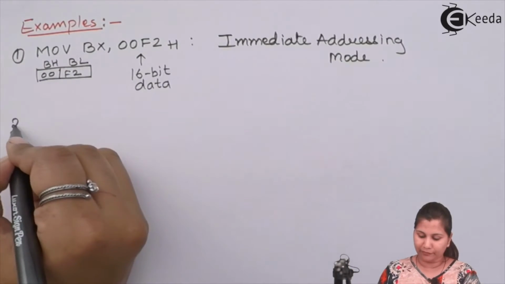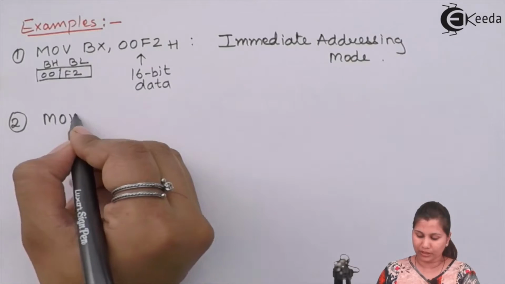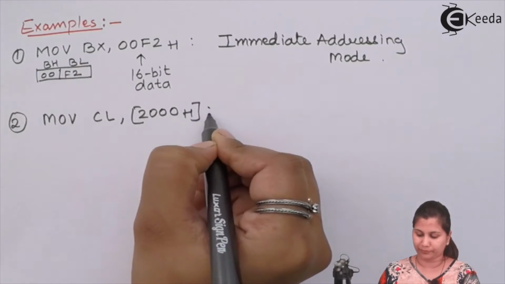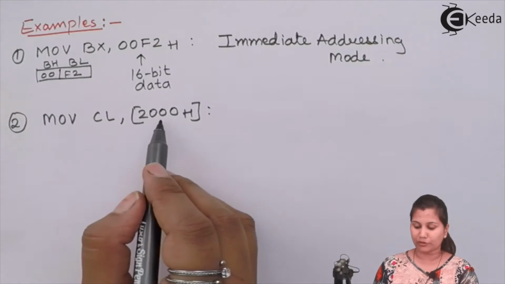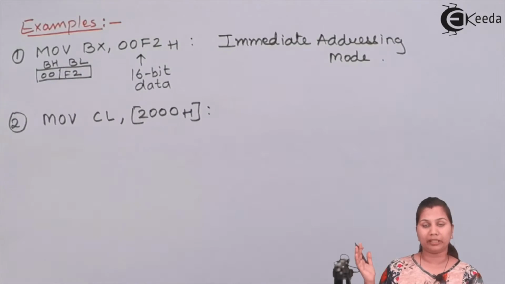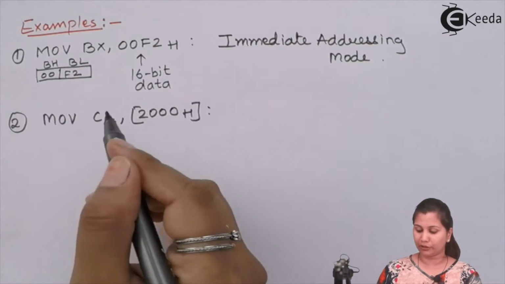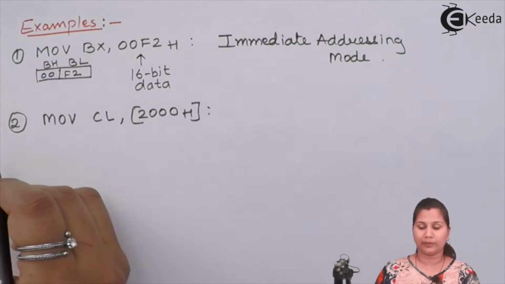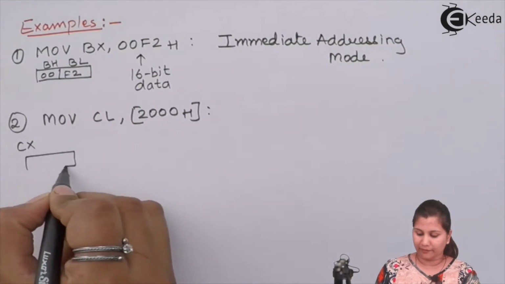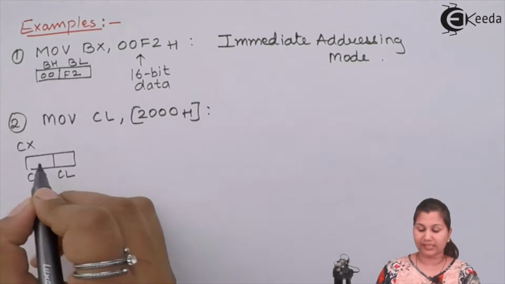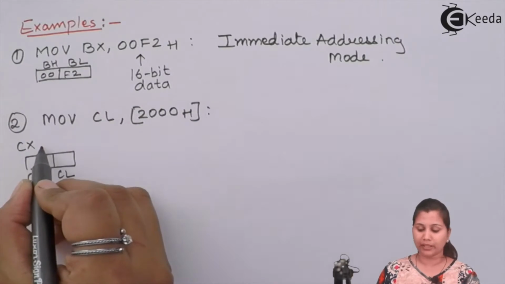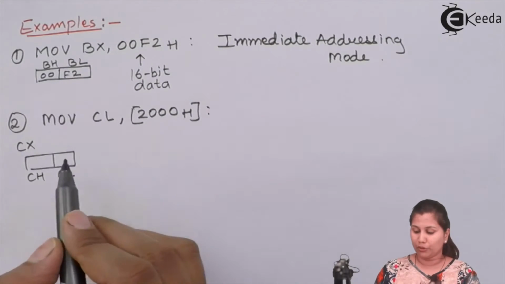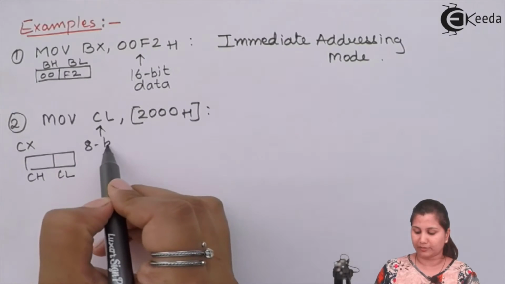The next example for move is MOV CL, [2000h]. In this instruction, the data which is stored at a memory location will be transferred to the CL register. CL is the lower order register of the count register CX. We have CH and CL. This is the count register, which is also 16 bits, but it can be divided into two 8-bit registers, higher order and lower order. So CL here is an 8-bit register.